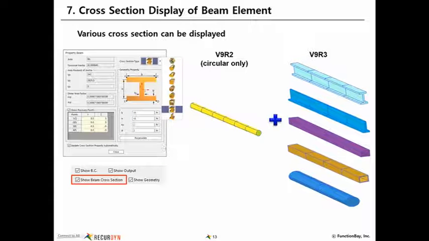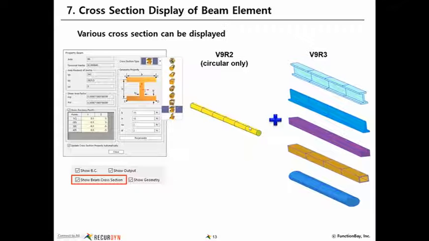All right, so looking at the cross-section display of beam elements. When you include beam elements in your model, you have this option to show what the beam cross-section looks like. There have previously been all of these options to include beam elements of different cross-sections, but you could previously only show the circular cross-section.